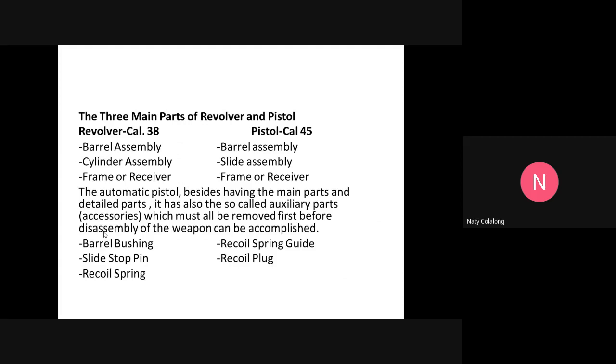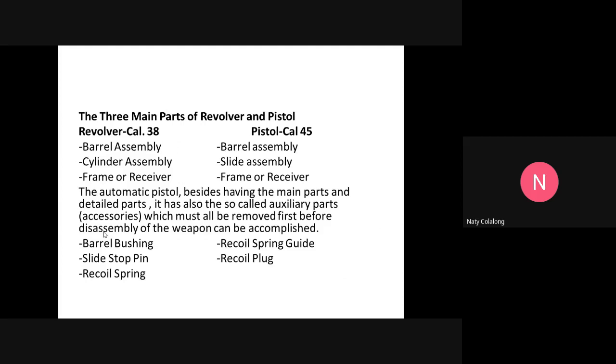We have the three main parts of revolver and pistol. For the revolver caliber 38, we have the barrel assembly, cylinder assembly, and the frame or receiver. On the pistol caliber 45, we have the barrel assembly, the slide assembly, and the frame or receiver. The automatic pistol, besides having the main parts and detailed parts, has also the so-called auxiliary parts or accessories, which must all be removed first before the assembly of the weapon can be accomplished.